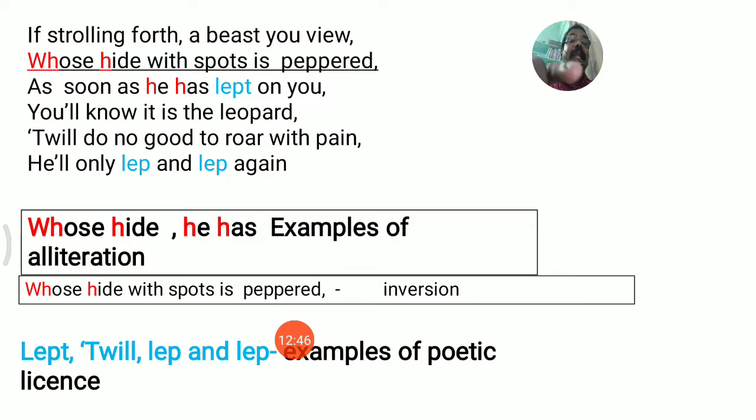Similarly, "leap and leap again." Instead of "it will leap and leap again," the poet has used "leap and leap again." Because it has to rhyme, it has to sound similar with the leopard. Leopard, leap and leap again. So that increases the quality of the music. That's why I told you she uses a lot of techniques to make the poem more enjoyable, more attractive. So these are words with different spellings and different pronunciation, used exactly for the musical quality, and these are instances of poetic license used by the poet.